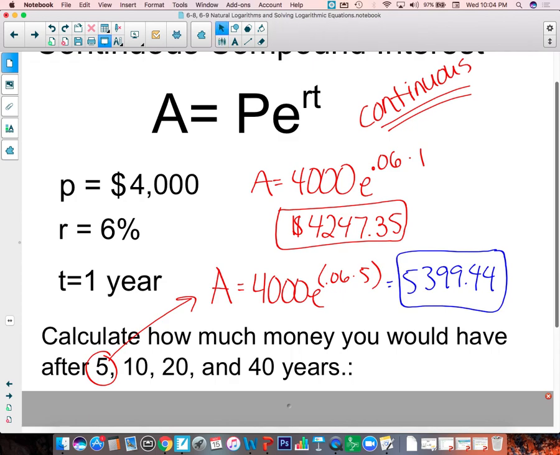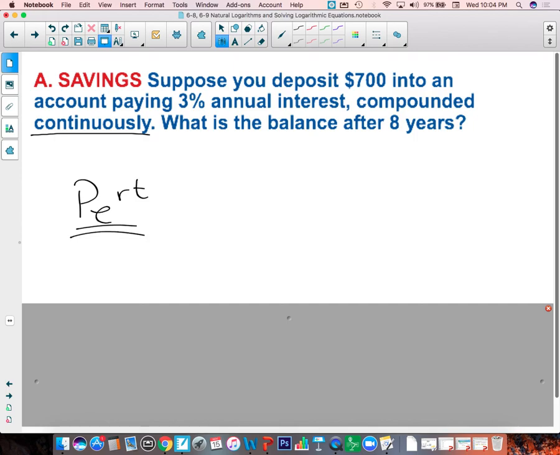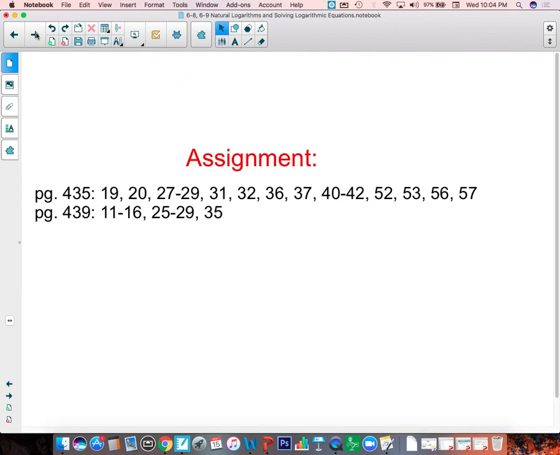So you're going to see some word problems with these, but you're going to be looking for continuously compounding interest. All right, so make sure you read carefully. So it'd be something like this. We're not going to do this one, but I see compounding continuously. That means that's going to be PERT. Okay, so be aware of that.